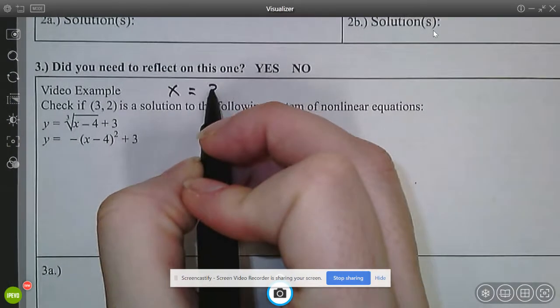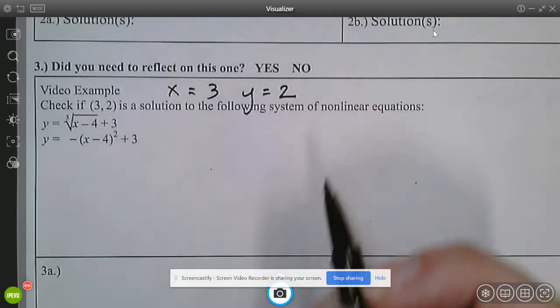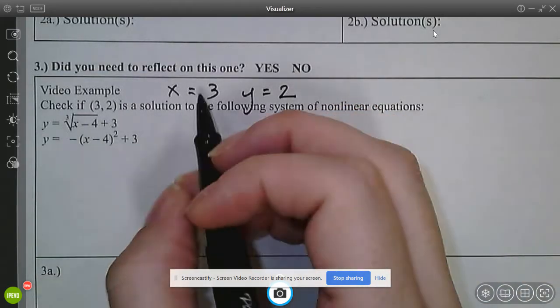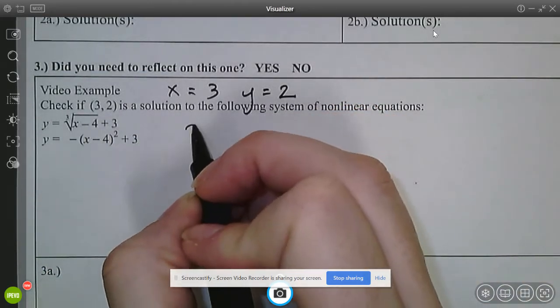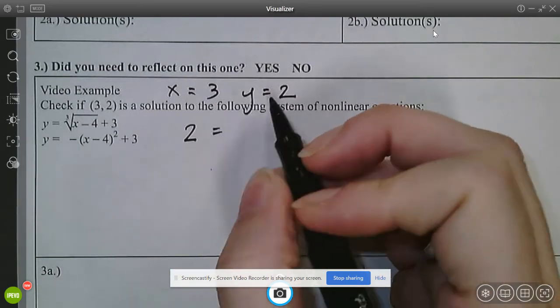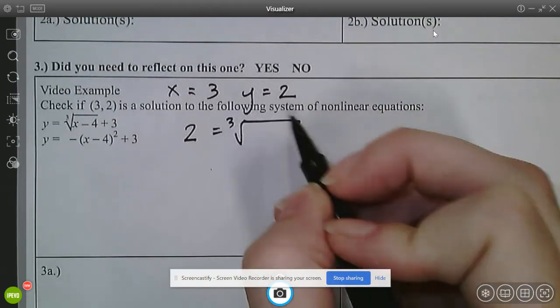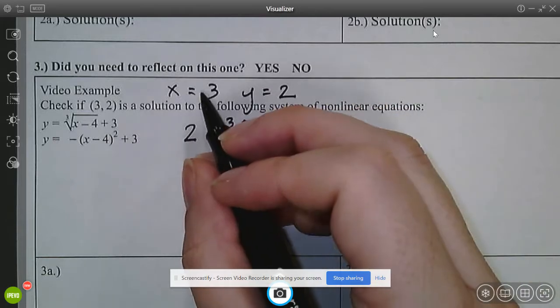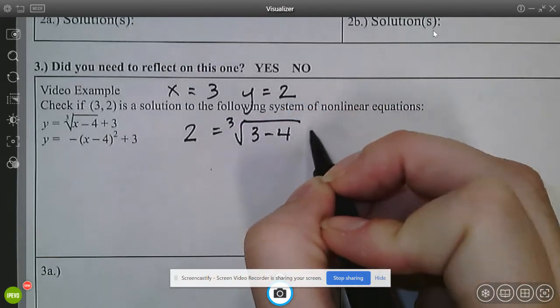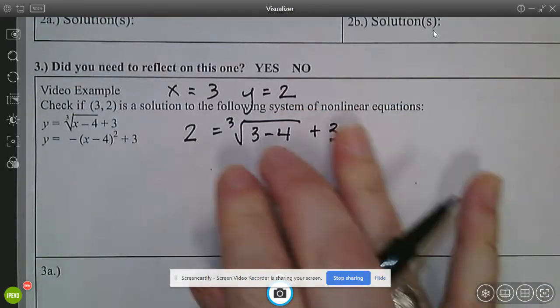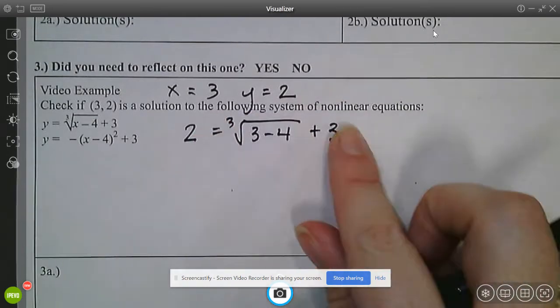So we're going to take 3, 2. So my x is 3 and my y is 2. And I'm going to sub those into both equations. So I'm going to do this one first. I've got 2 equals cube root, and then I've got x is my 3 minus 4 plus 3. Now, I'm not even going to sub in my other equation. I'm going to simplify this one first.